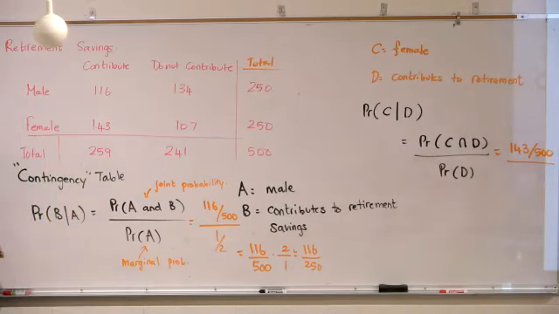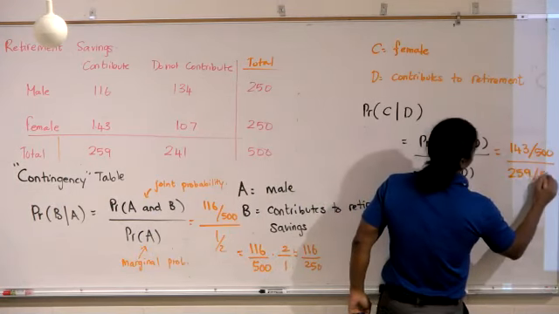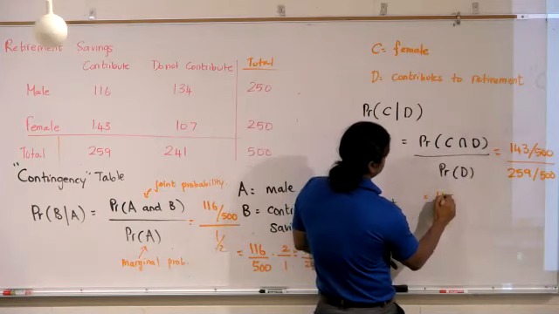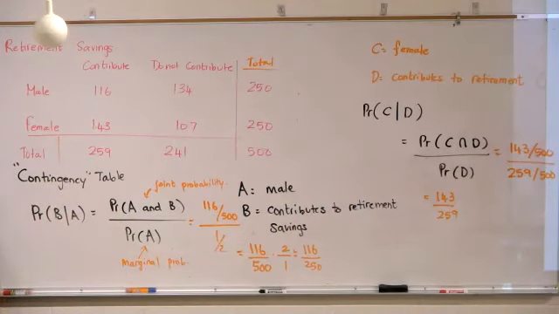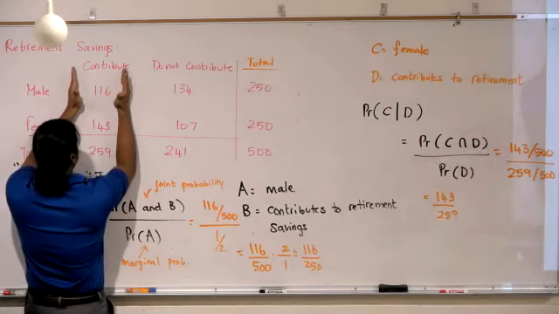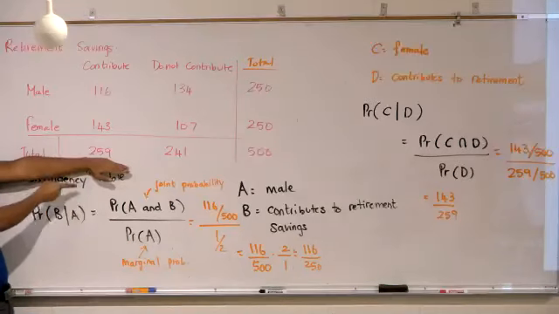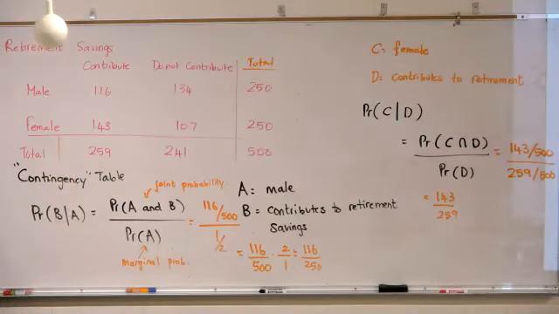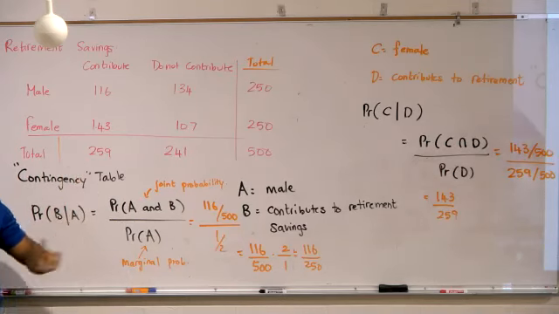What is the probability that someone contributes to retirement? 259 over 500. Flip and multiply, you would get 143 over 259. But we didn't have to do all that. As far as a contingency table is concerned, if I'm conditioning on the fact that someone contributed to retirement savings, I am conditioning on this column. So I'm going to focus on that total and look for female. So it would be 143 divided by 259. So with contingency tables, it's easier to do conditional probabilities, but do understand the multiplication. Good.